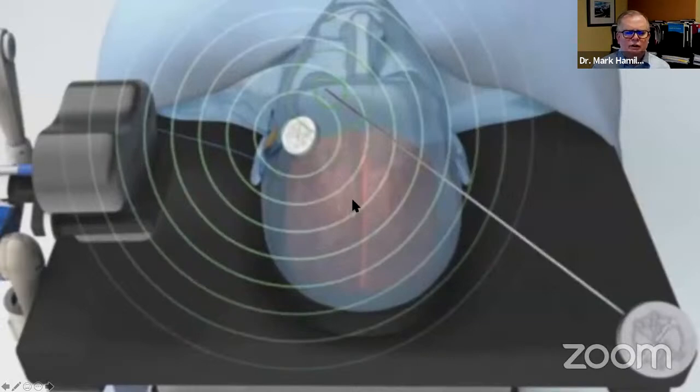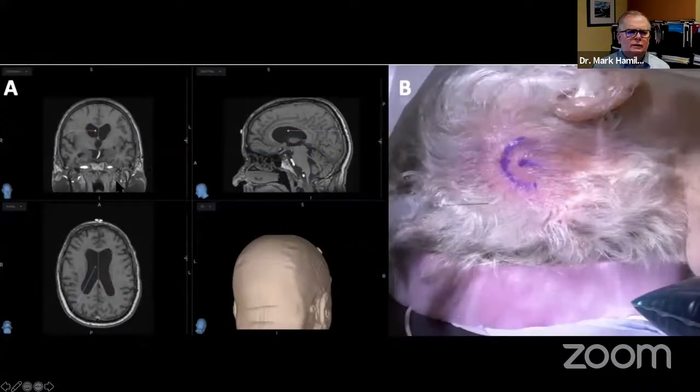So this is an example using the S7. You don't have to pin the patient. This is a receiver on the patient's head. This stylet goes down the ventricular catheter. I use this system to both pick the entry point and then to track it as we go in with the shunt. So there's the target, there's the entry point.